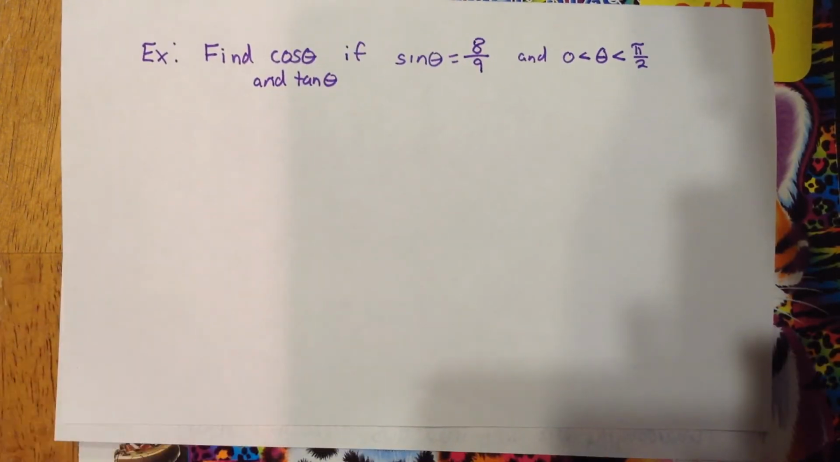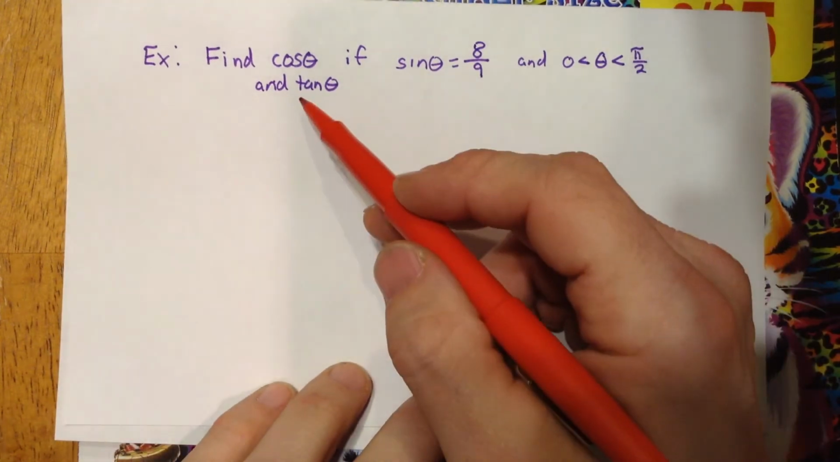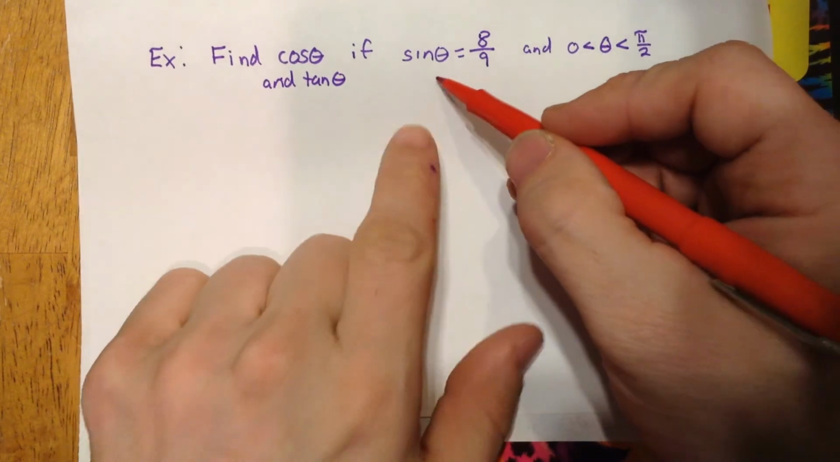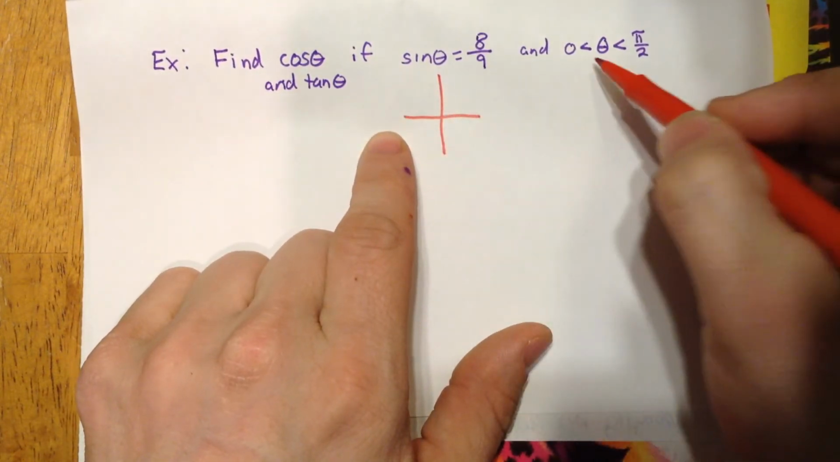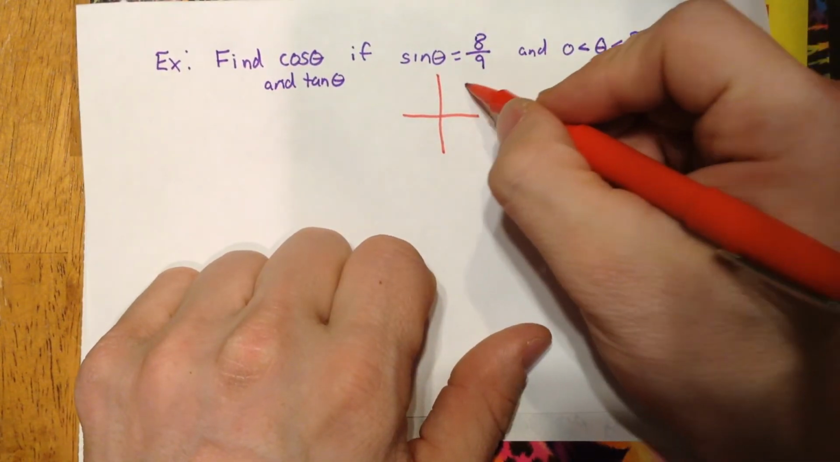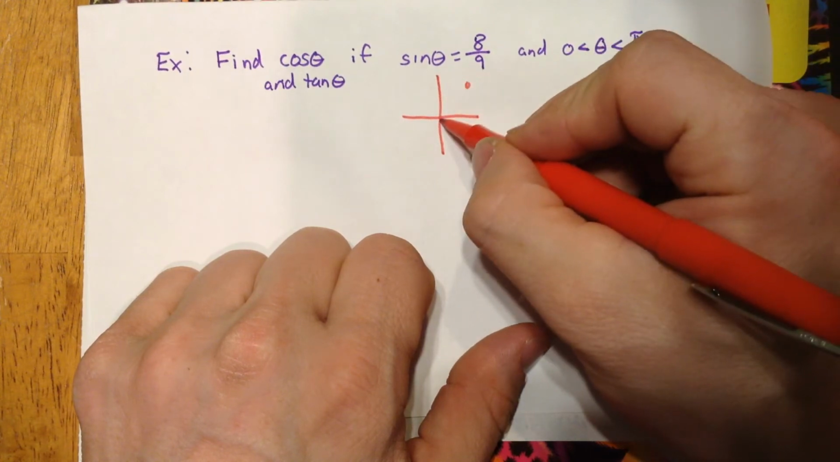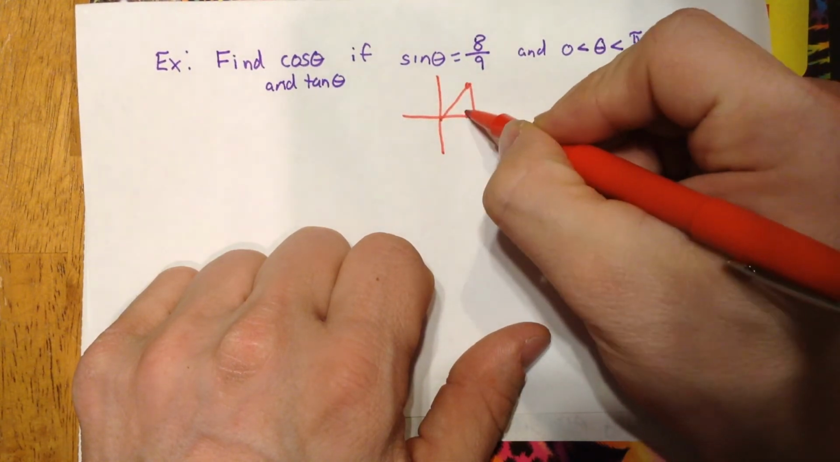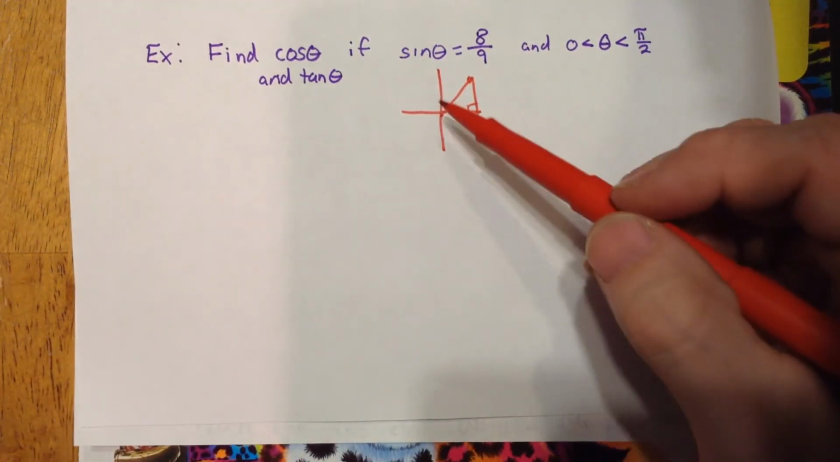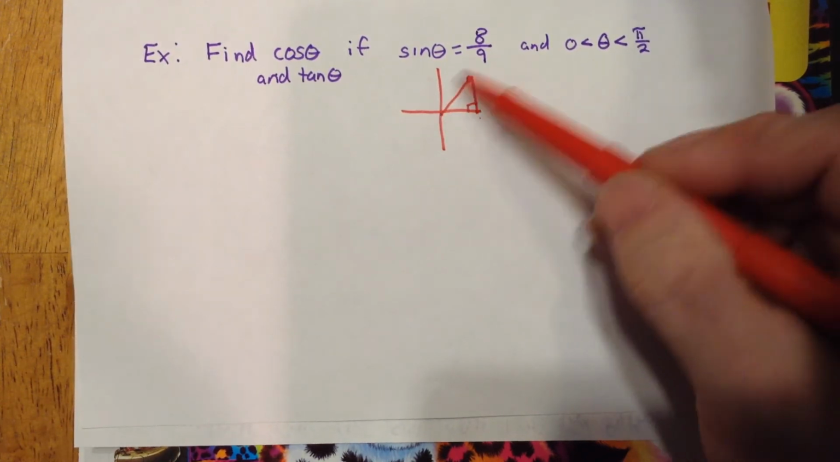So find the cosine if sine of theta is 8/9 and 0 is less than theta is less than pi over 2. And I want you to find the tangent as well. So quick sketch. This means quadrant 1. Here's 0, here's pi over 2. Always connect to the x-axis. This means the sides of our triangle will all be positive.